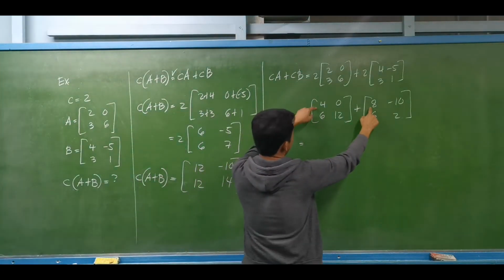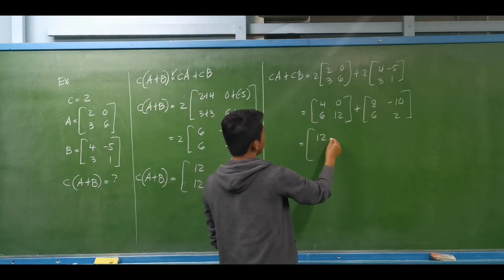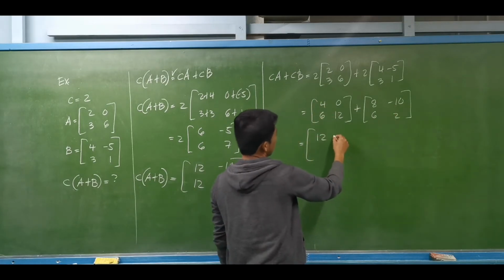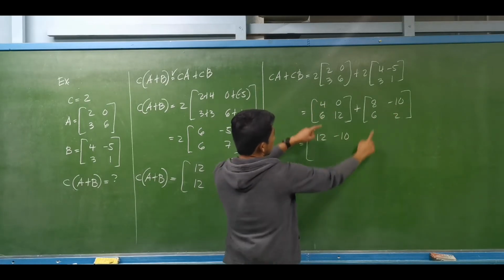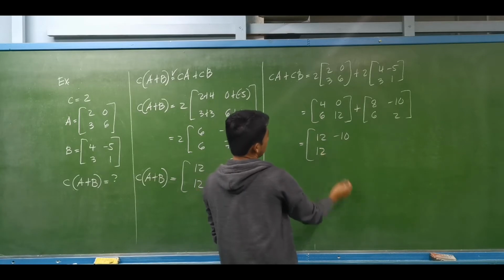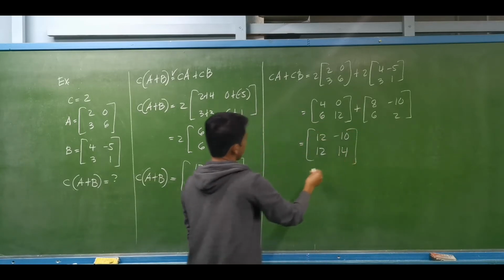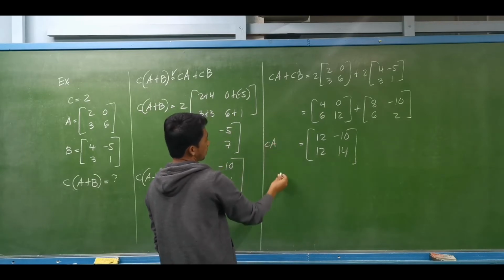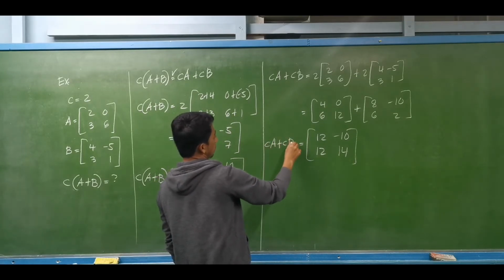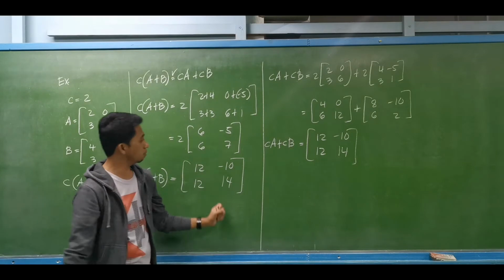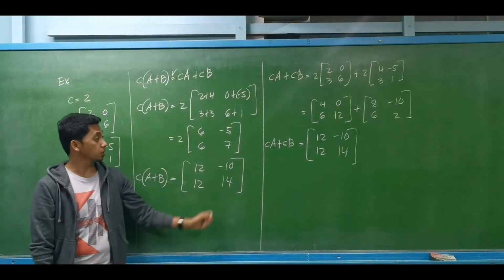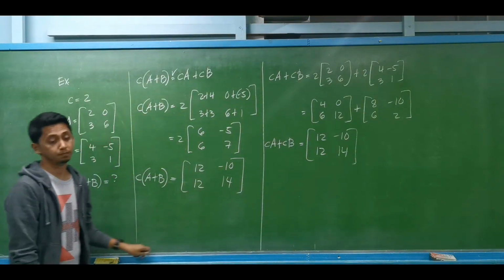We have 4 plus 8, this is now 12. 0 plus negative 10 is negative 10. 6 plus 6, that is 12. 12 plus 2, this is the same as 14. So this is the same as C multiplied by matrix A plus C multiplied by matrix B. So do we arrive with the same answer? Yes. So this will be our answer.